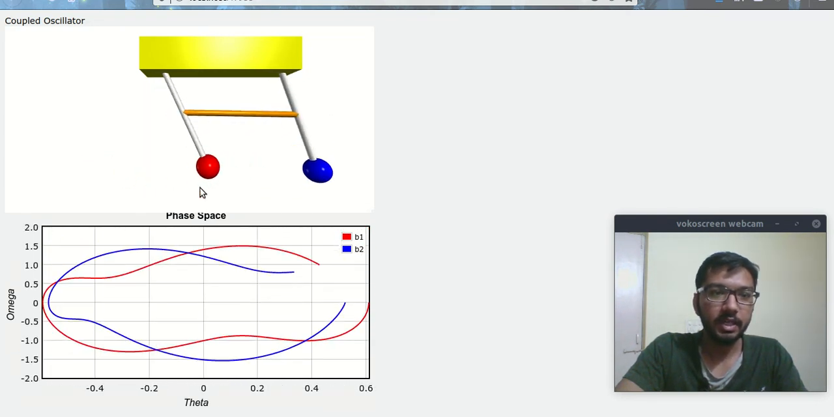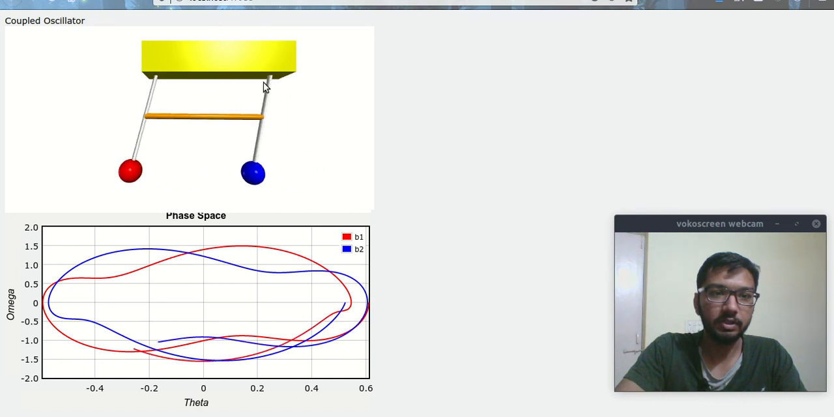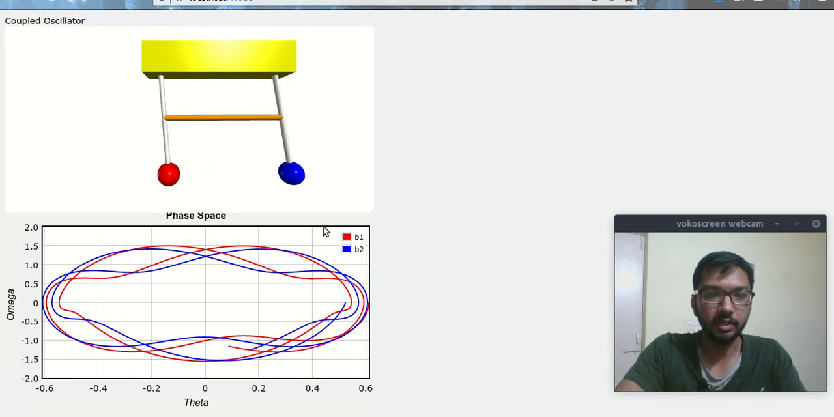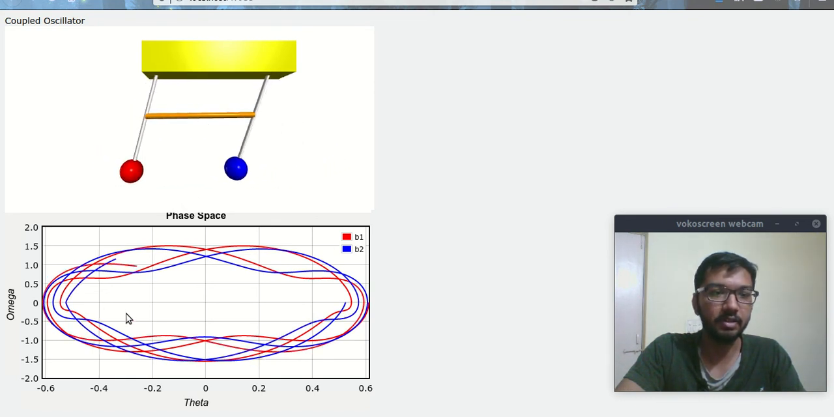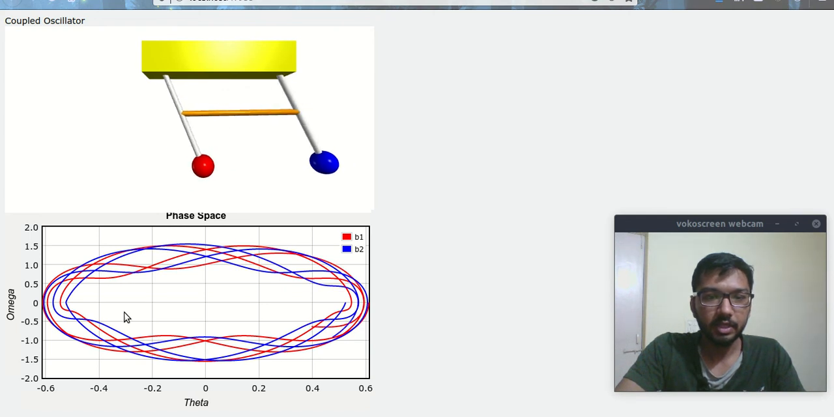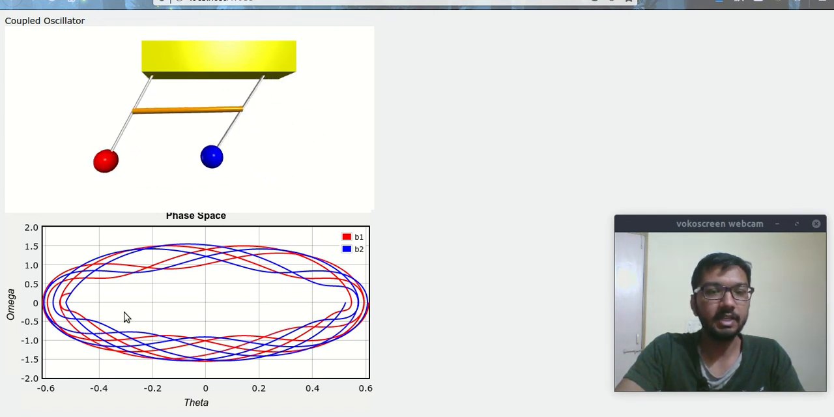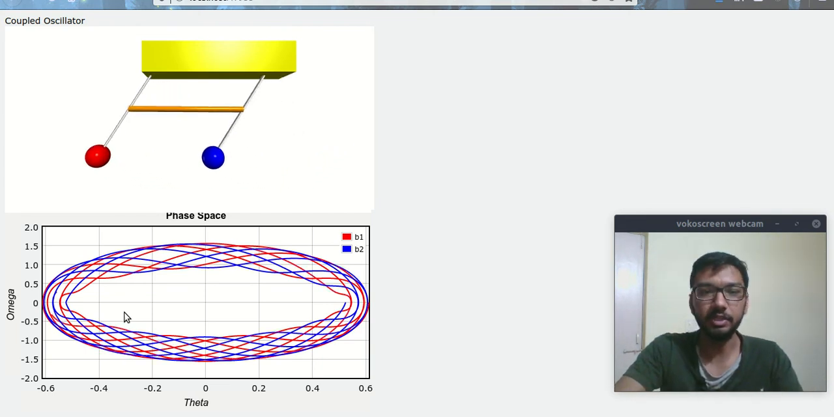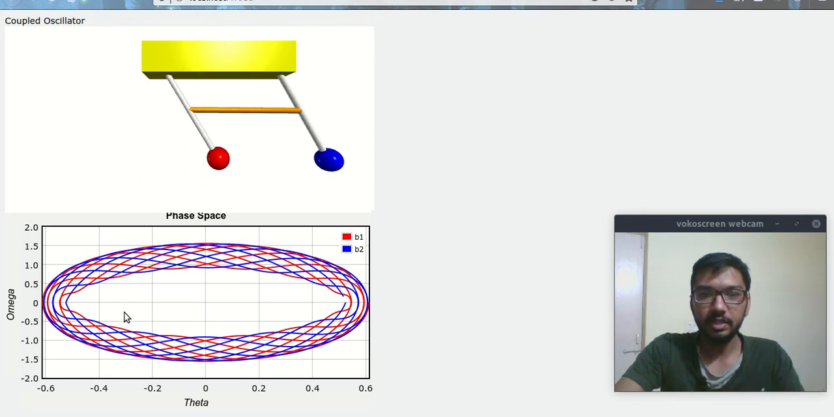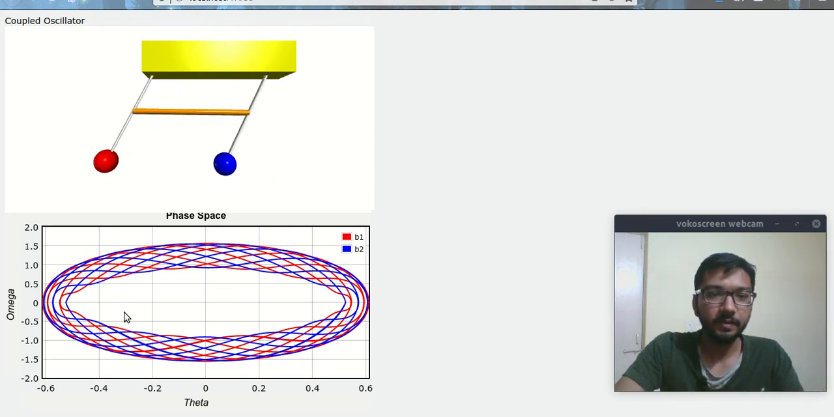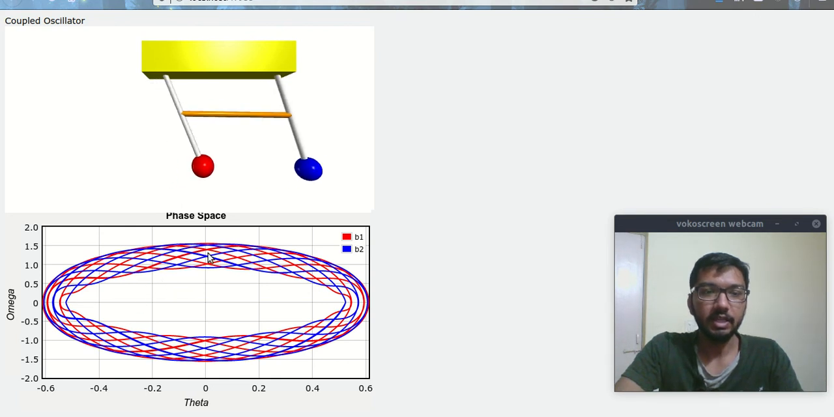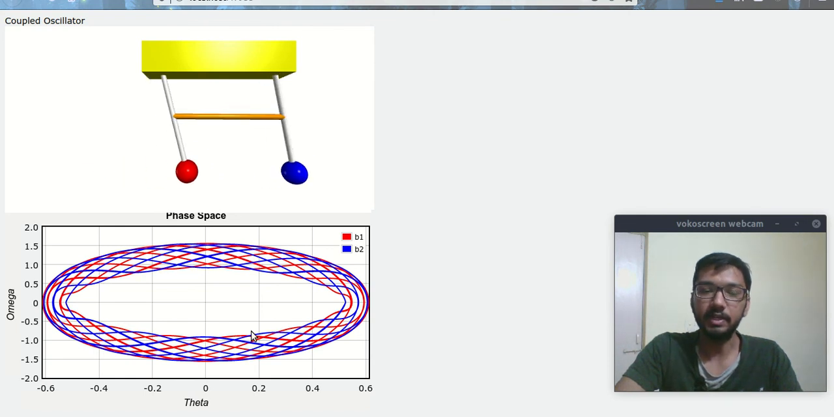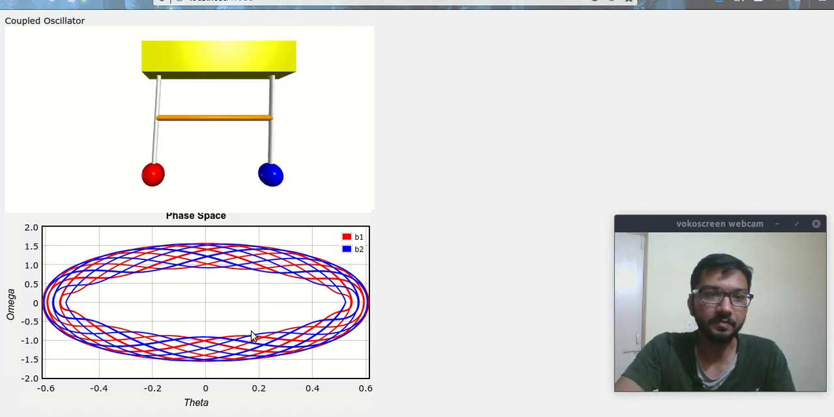Here you can see that initially 35 degrees was given to ball 1 and 30 degrees to ball 2, and they are tracing their path on this phase space. Here you must notice that we are not applying any external energy to the system, so total energy must be conserved. And here you can see that this closed phase space trajectory depicts that this system is a conserved system.